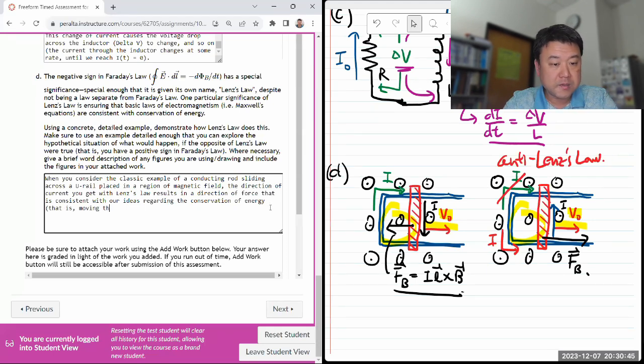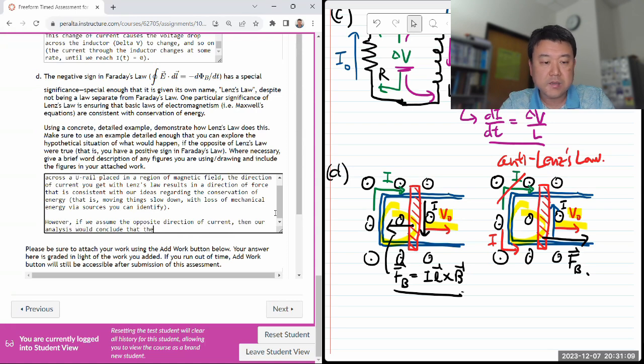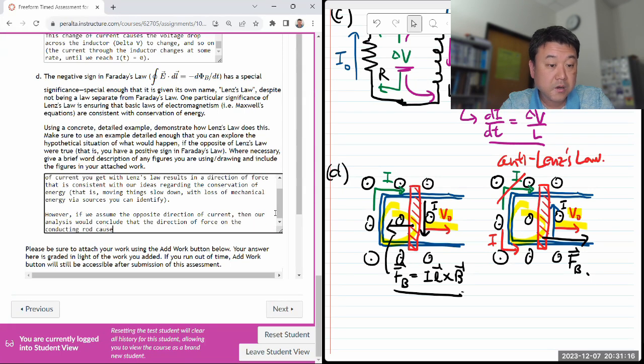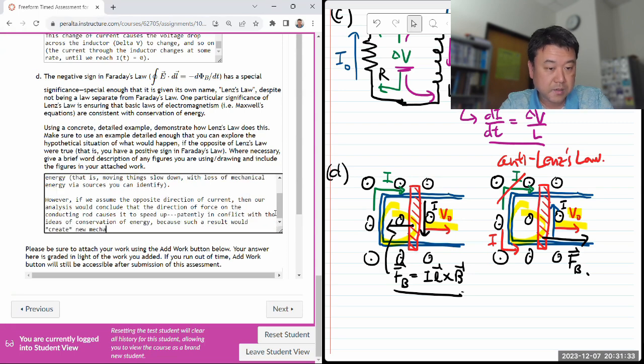That is, moving things slow down with the loss of mechanical energy via sources you can identify. However, if we assume the opposite direction of current, then our analysis would conclude that the direction of force on the conducting rod causes it to speed up, patently in conflict with the ideas of conservation of energy, because such a result would create new mechanical energy.